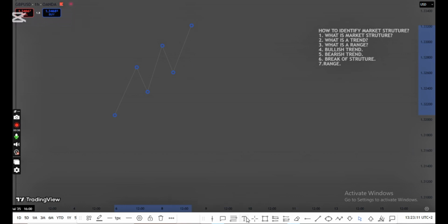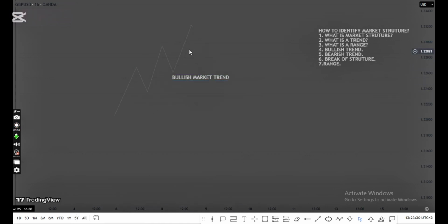So this is a bullish market trend. Let me just type it right there. Bullish market trend, right? So this is what we see when we are looking at the market and trying to identify the price's direction. As we can see here, we have a higher low, a higher high, a higher low, another higher high, and another higher low, right?